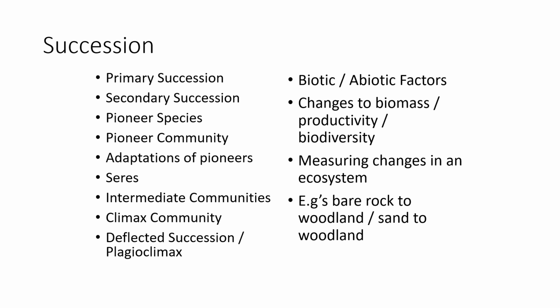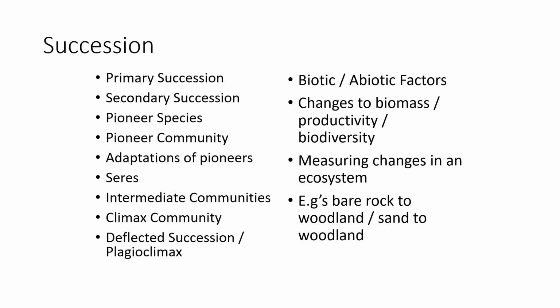You could also look at measuring changes in populations of plants by, at regular intervals, placing down a quadrat next to the transect line and measuring the abundance of various different species at different points along that transect line. Okay, so there's different ways that you could measure those changes.